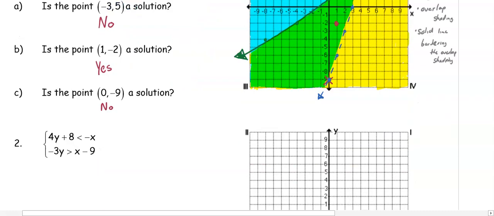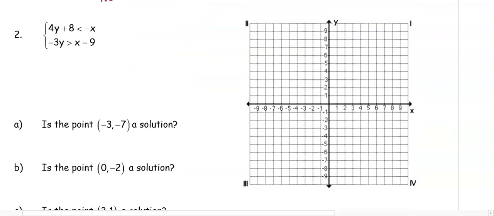So let's look at another graph. Our next equation is 4y plus 8 is less than negative x. In order to get y by itself, the first thing we would do is subtract 8 from both sides: 4y is less than negative x minus 8. Then we would divide every term by 4. So y is less than negative 1/4 x minus 2.